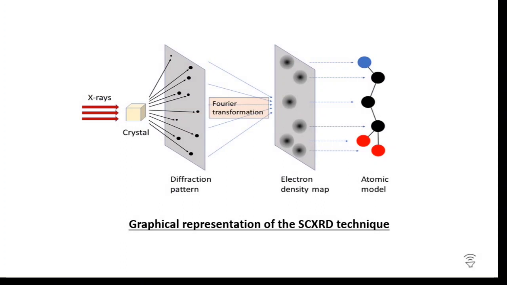A graphical representation of the X-ray diffraction technique will explain how single crystal diffraction occurs. First step, shine X-rays on the crystal. After that, the X-rays are dispersed by the crystal and assembled in a diffraction pattern. Second step, we collect the electron density, and we have the atomic model.